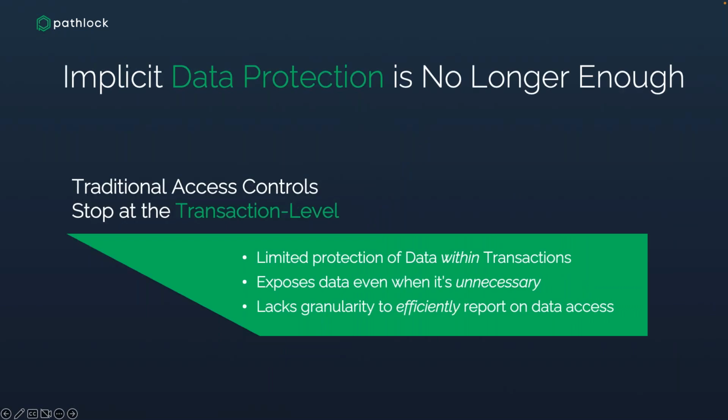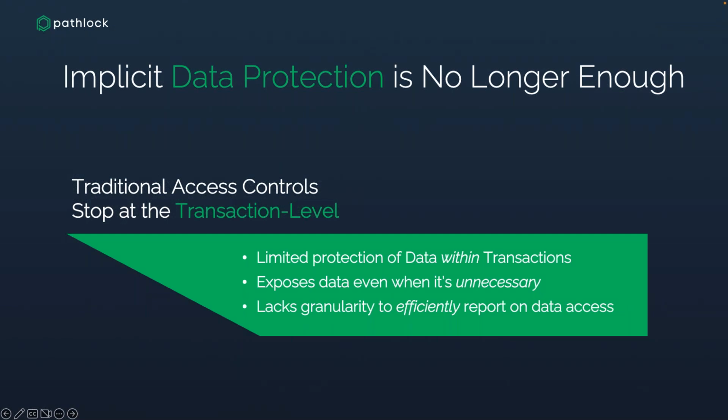When we talk about implicit data protection, it's really no longer enough. When you think about traditional access controls, they really stop at the transactional level. A role-based access system basically says, here are my users, here are my processes or my transactions, and this is what they're going to be able to do. This is what this role allows them to function and do. It doesn't necessarily tie into the data inside of that role or that transaction, and what that user is doing inside of the system, should they be touching that data.